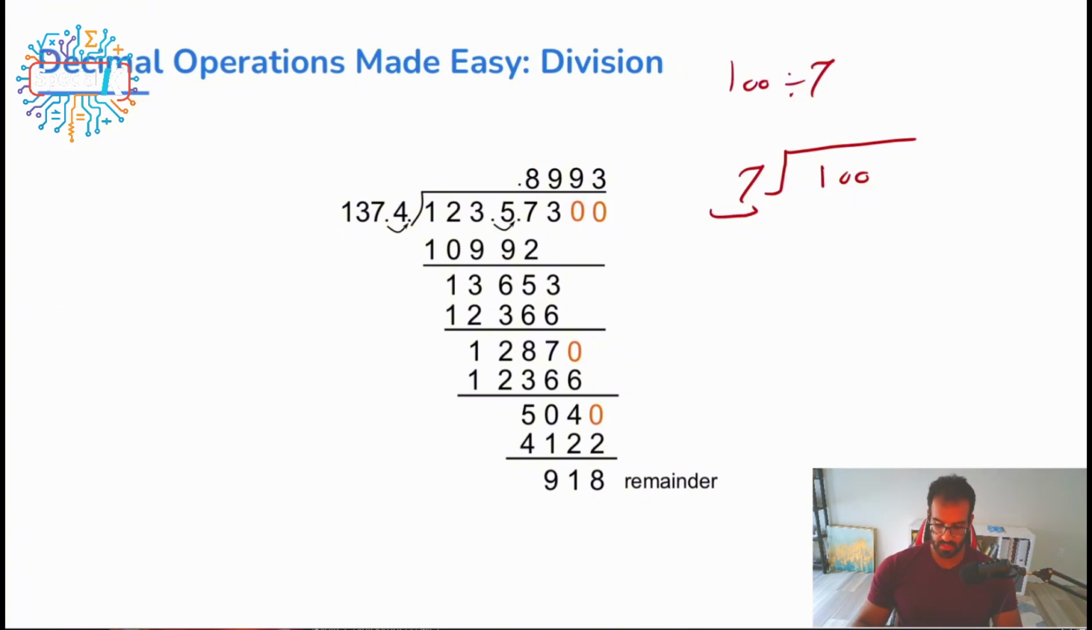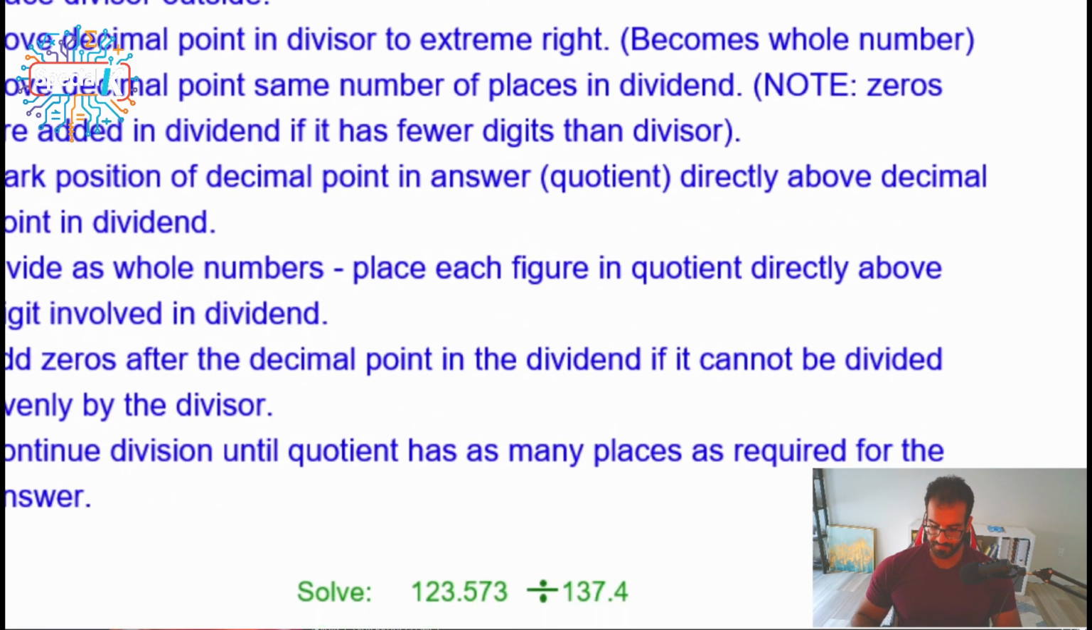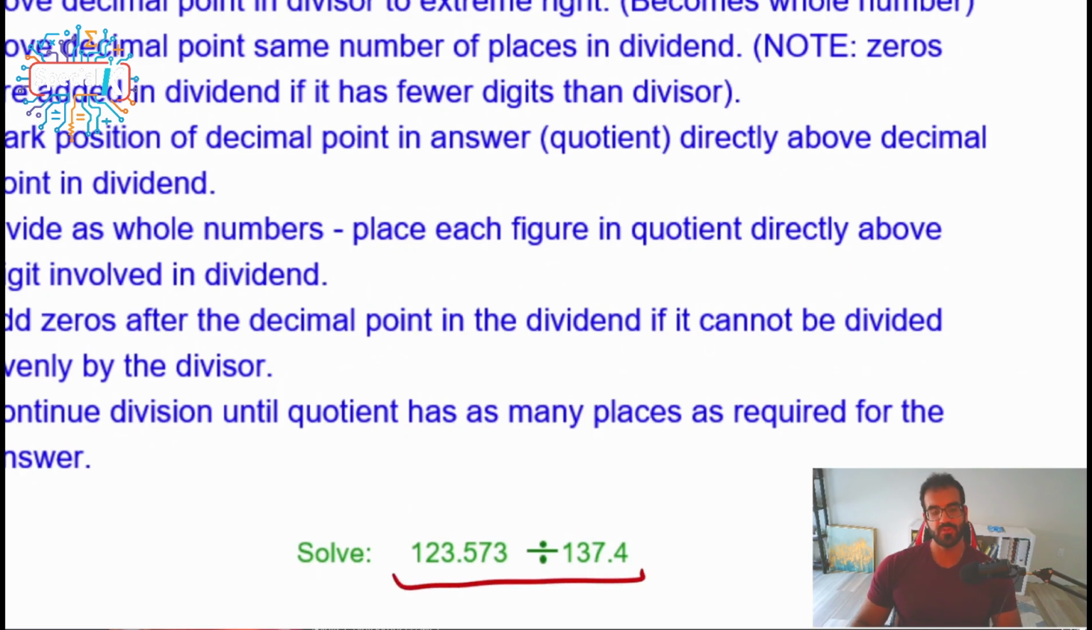So at this point, there must be some differences, right? Because we're talking about decimal points. So let me just give you a hint. First of all, let's read the question. What is the question? The question asks to find the division of 123.573 by 137.4.